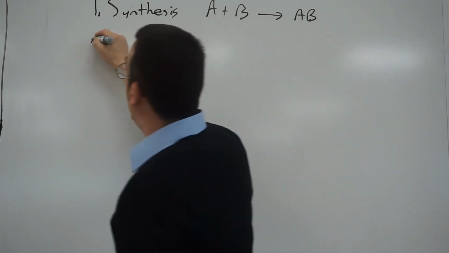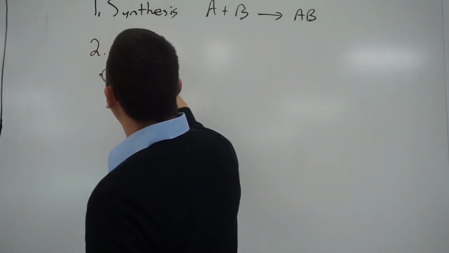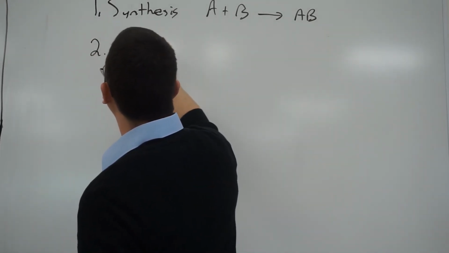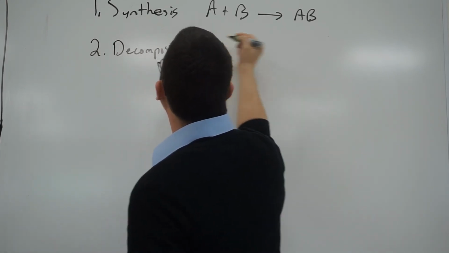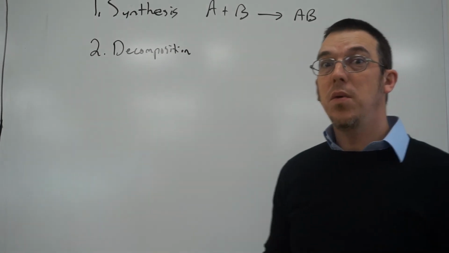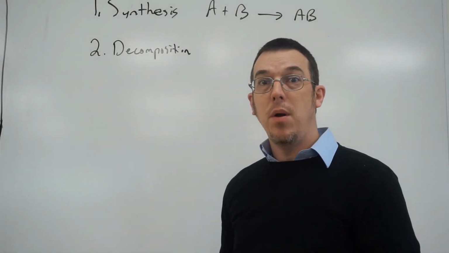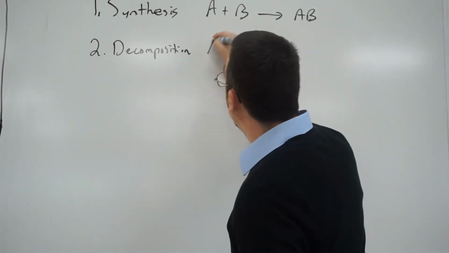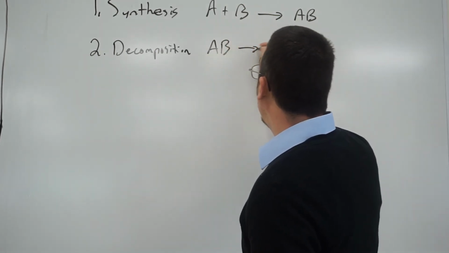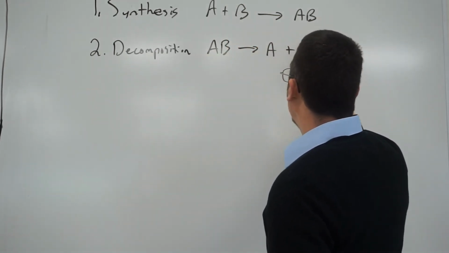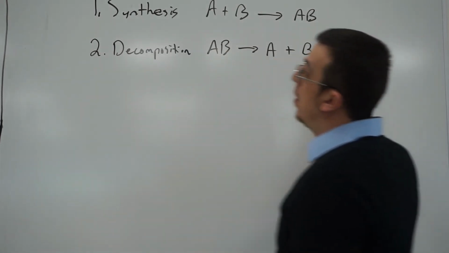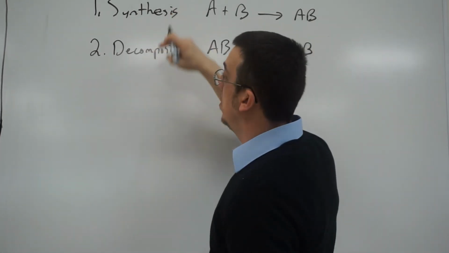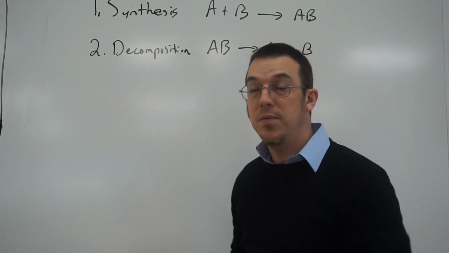Another type of reaction that you might study is called a decomposition reaction. A decomposition reaction is just what it says. It's where the compound breaks down. So in this case, we would take AB, and AB breaks down to A plus B. In this case, it would break down to its elemental components.